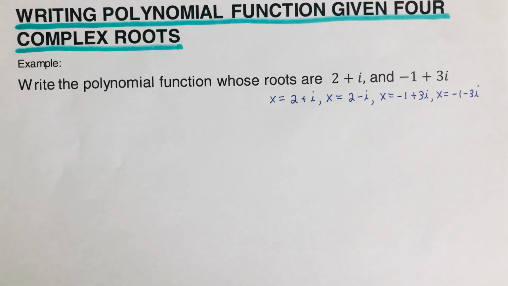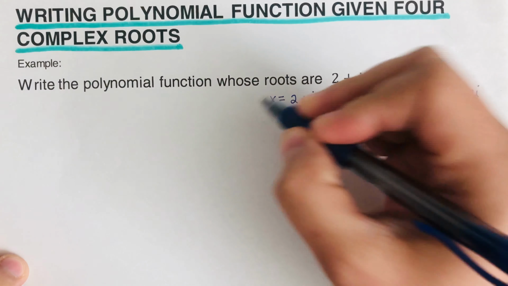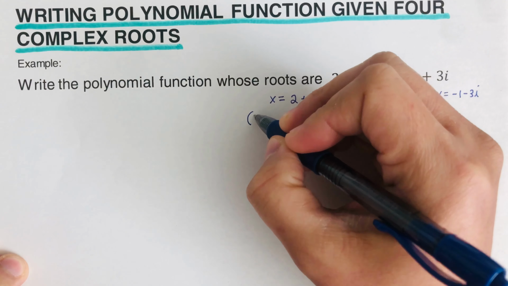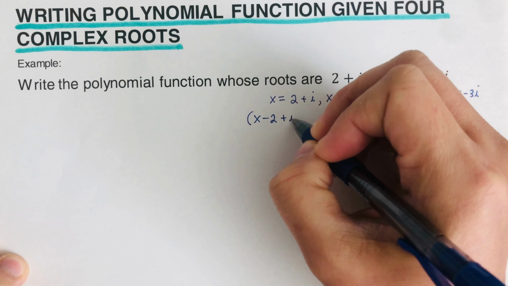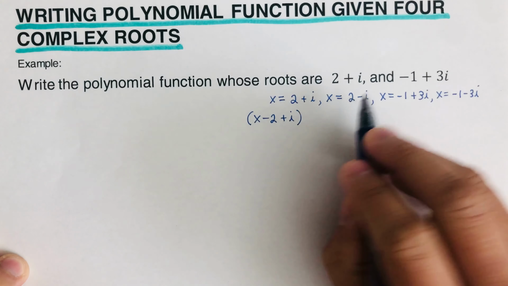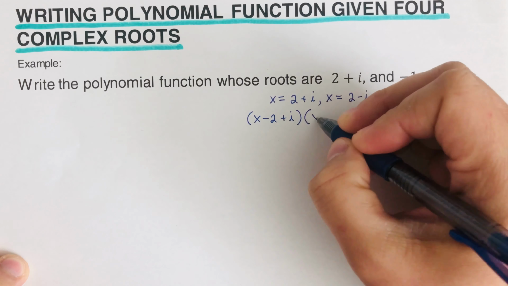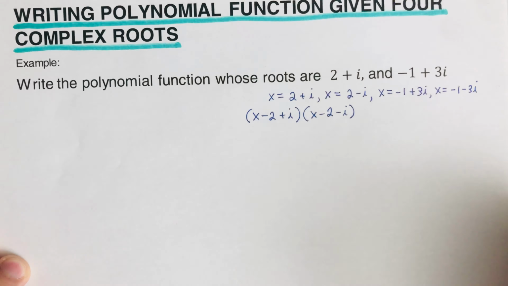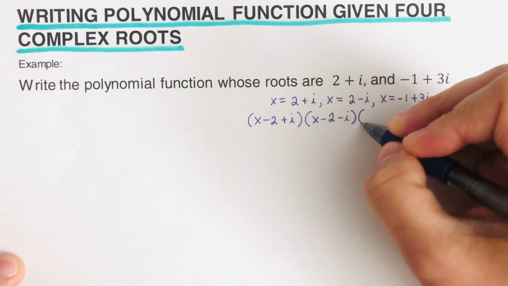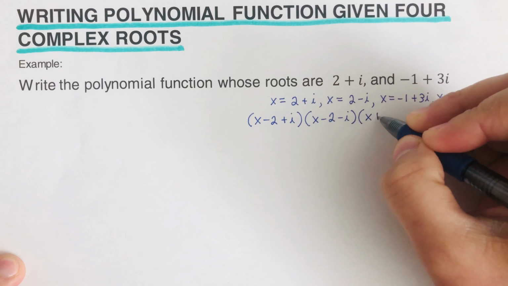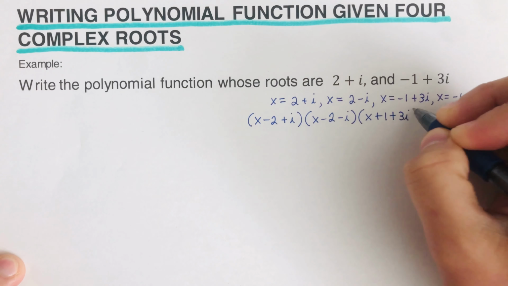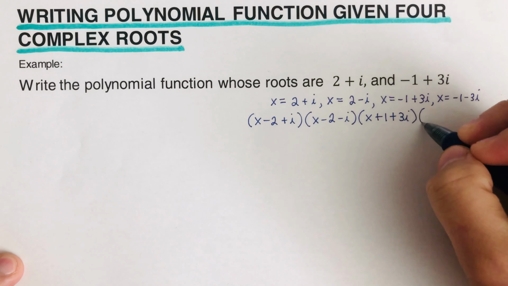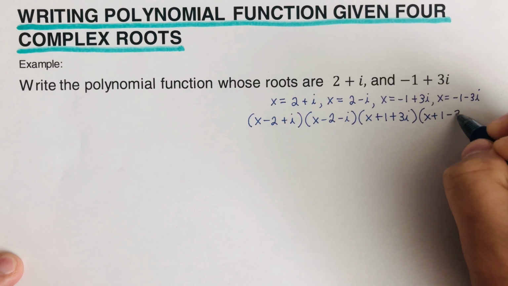So we're going to write this in factored form. The rule is you switch the sign and keep the other. So this would come out x minus (2 plus i). And then this one, switch and keep, so this would come out x minus (2 minus i). And this one again is a switch and keep, so that's going to be x plus 1 plus 3i. And then this one right here is also switch and keep, so it's going to come out x plus 1 minus 3i.